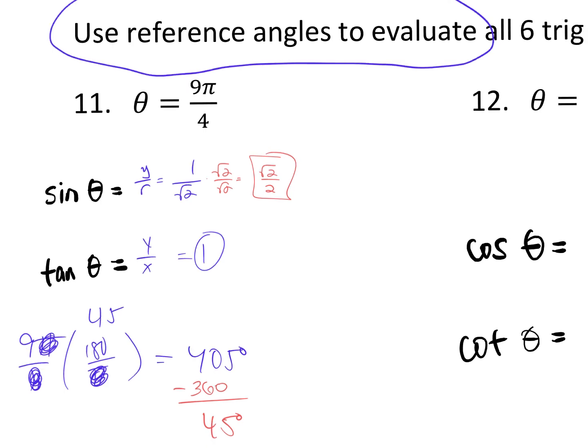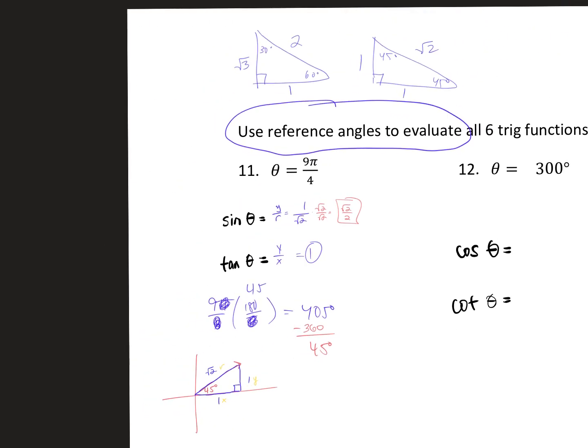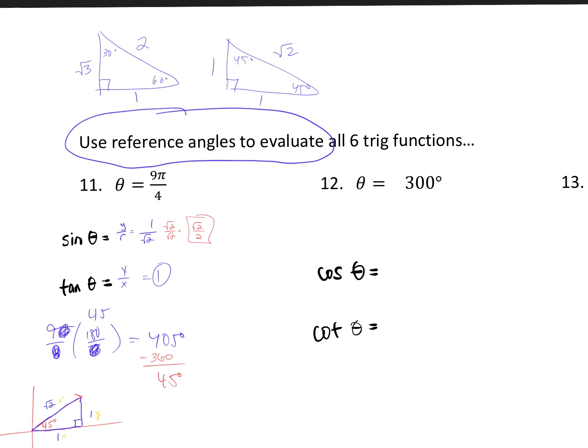All right, you have to know your 30, 60, 90s because you're going to use your reference angle, and it's going to place the angle in whichever quadrant you're talking about, so you need to know the signs of the x and the y. Look at number 12. I changed number 12 to positive 300.